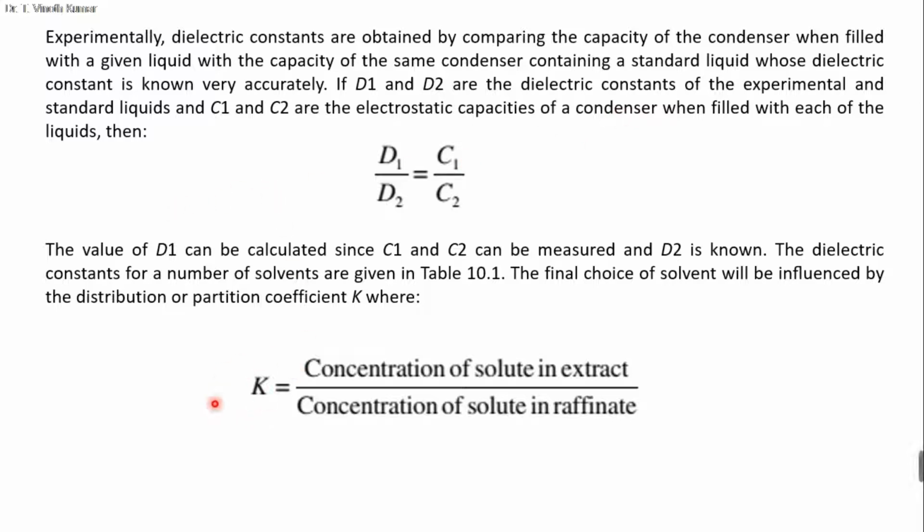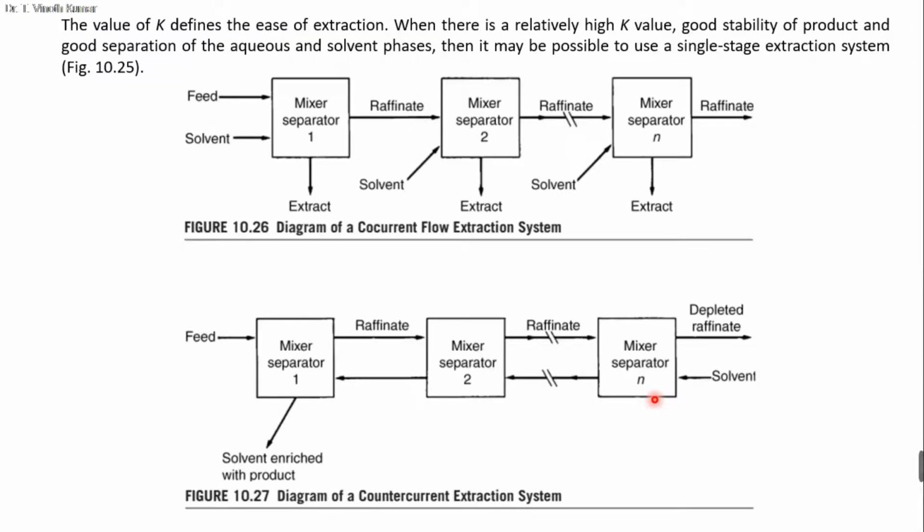So finally the partition coefficient K is equal to the concentration of the solute in the extract divided by the concentration of solute in the raffinate. These two are very important: the concentration of solute in the extract and the concentration of solute in the raffinate. Raffinate means the part that has not penetrated into the next liquid; that is called raffinate.